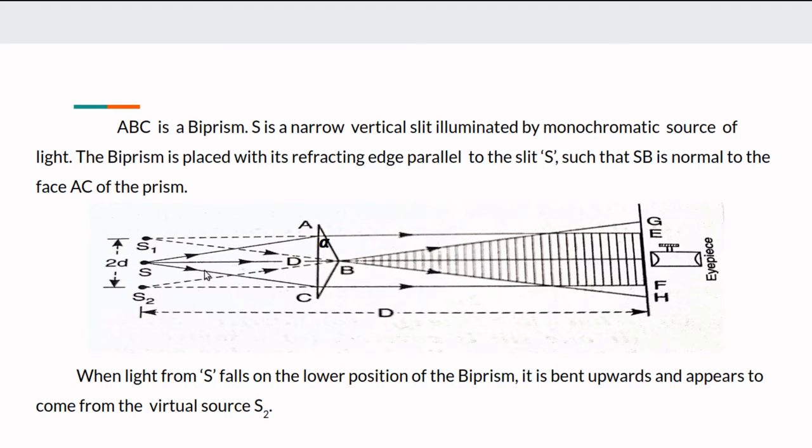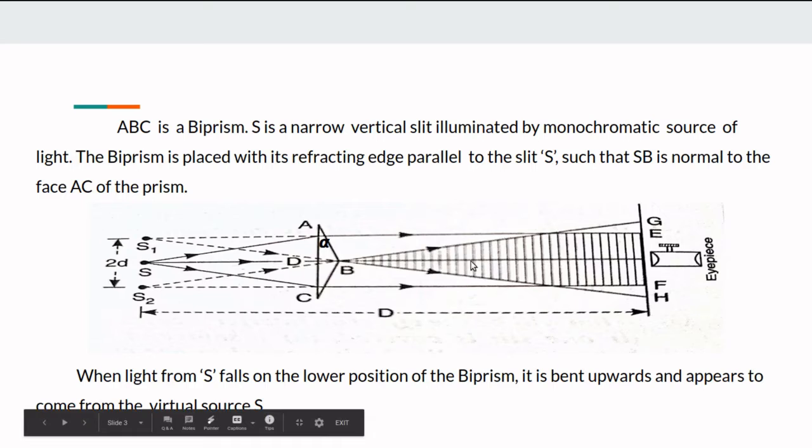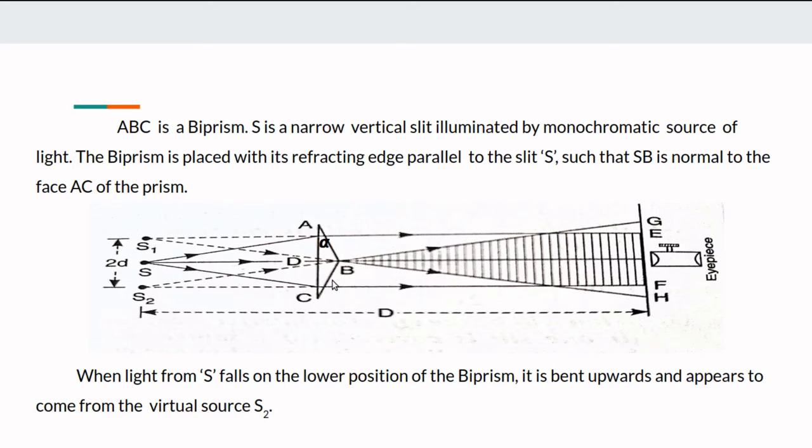When the light from S falls on the lower portion of the biprism, after refraction it bends upwards. Then these rays refracted by the lower surface of the prism, if you observe them from this side, appear to come from the source S2. Actually there is no source S2, but these refracted rays appear to come from the source S2.